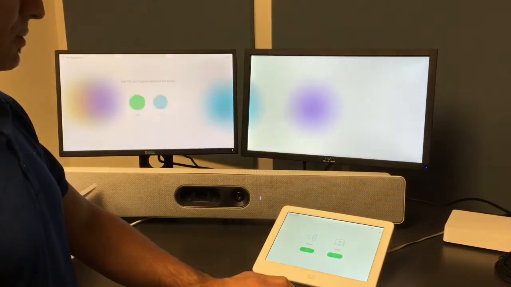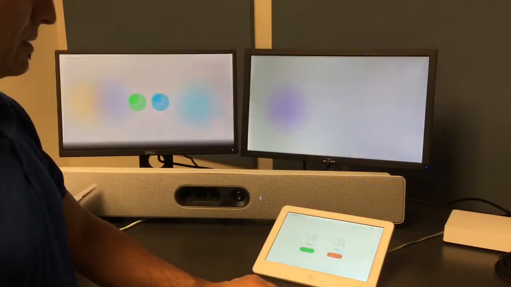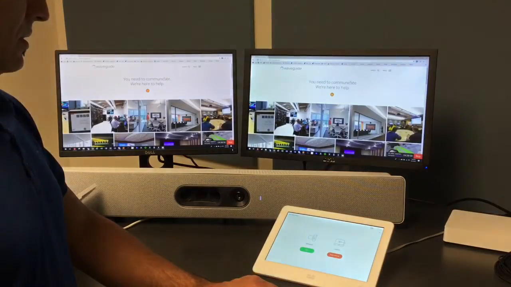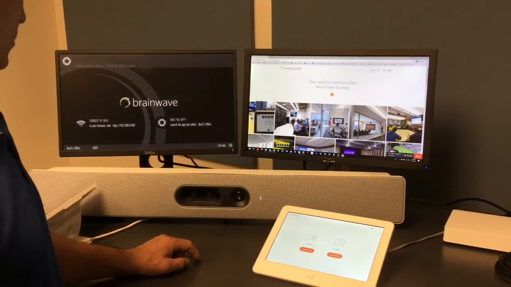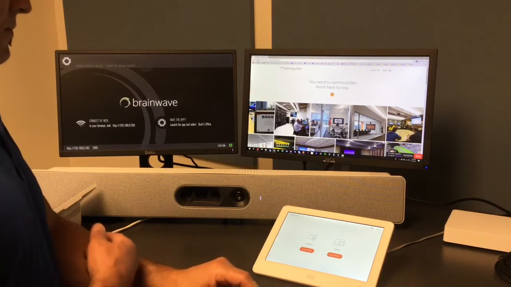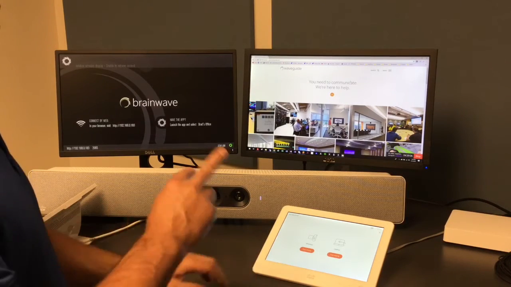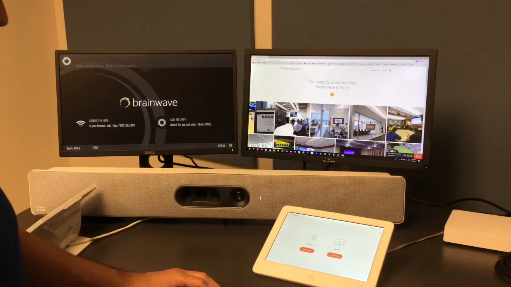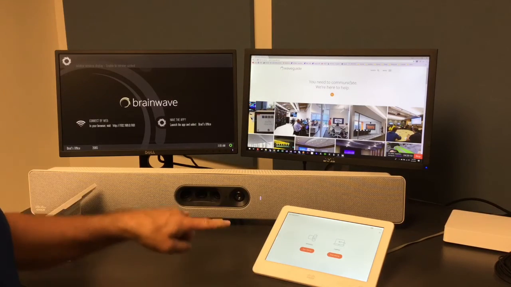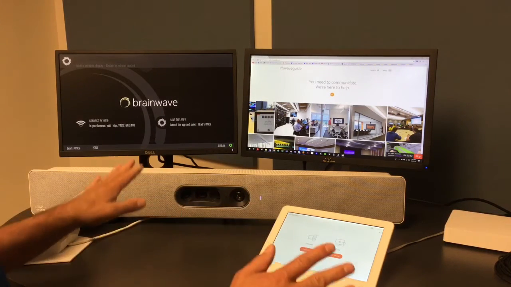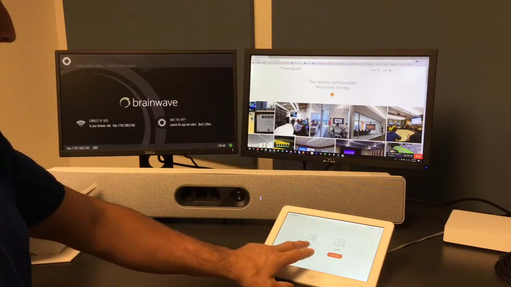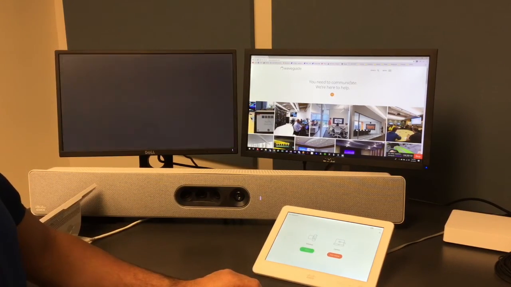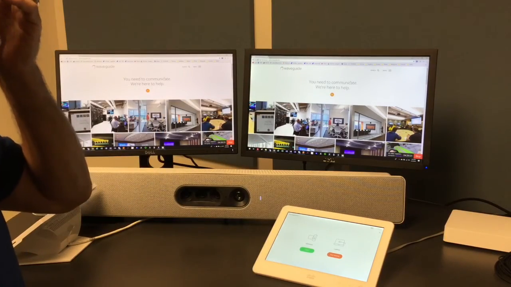And I'll do it the opposite way. So if I start by sharing my laptop and then add the wireless, again, it routes directly to the first output. So that's always the behavior. If I start sharing one source, it goes to both monitors. If I add a second source, it always goes to the left monitor. And then stopping sharing either source will route both to the screen.